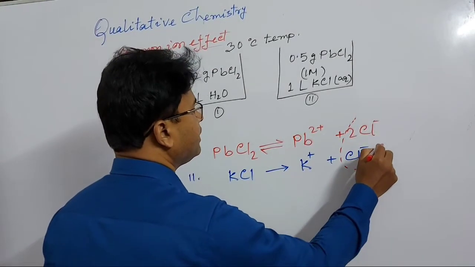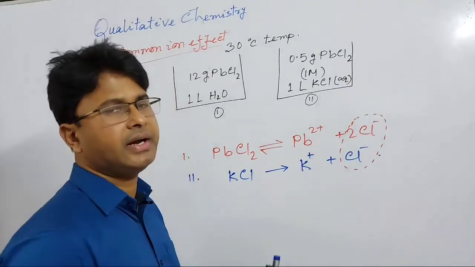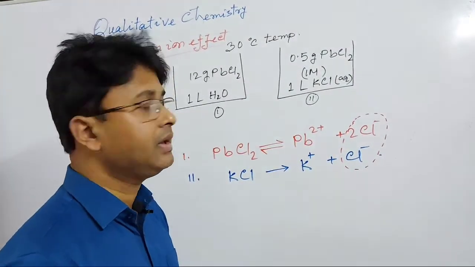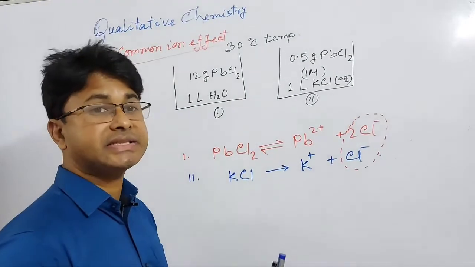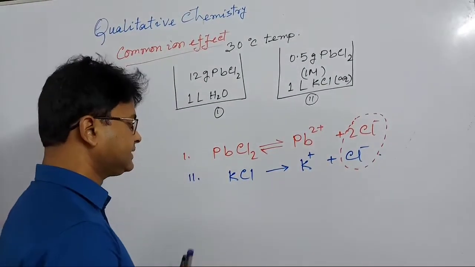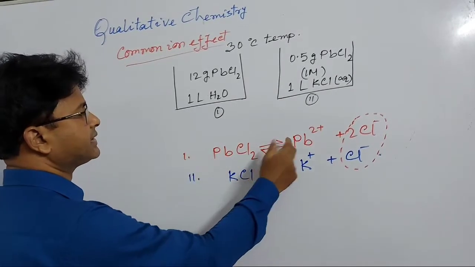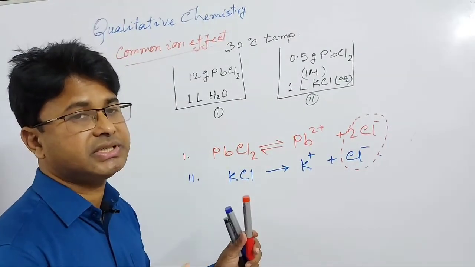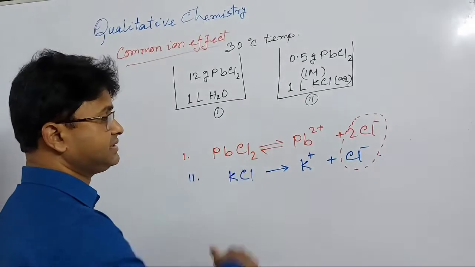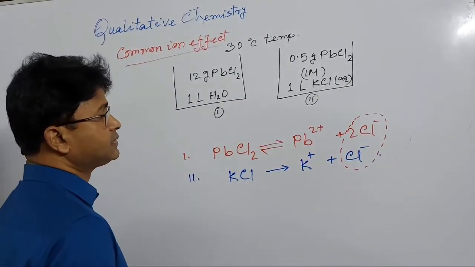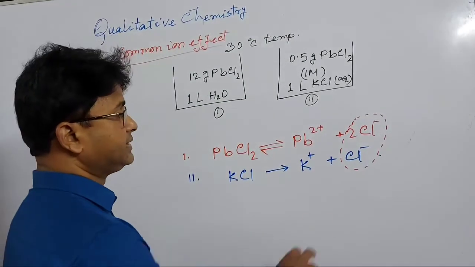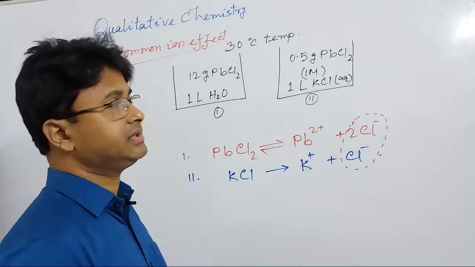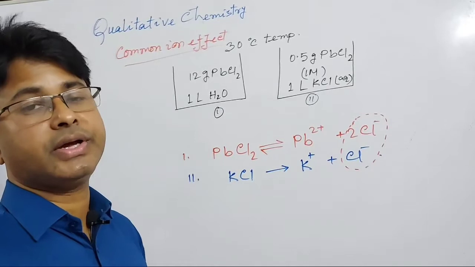In both cases, chloride ion is actually the common ion, and due to the presence of the common ion, the concentration of chloride ion is increased highly. As a result, the equilibrium of the ionization reaction shifts backward and lead chloride is deposited, and the solubility of lead chloride is decreased. That's why I can say that in the presence of a common ion, the solubility of lead chloride is decreased, and this is actually the common ion effect.